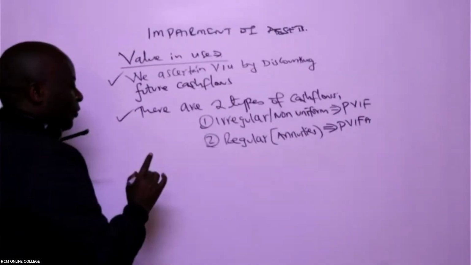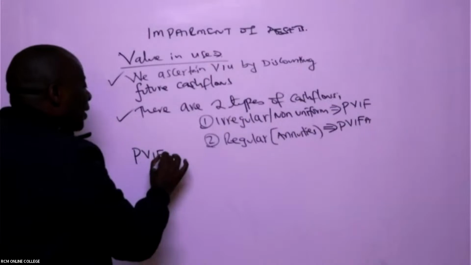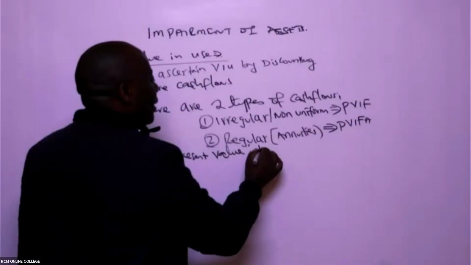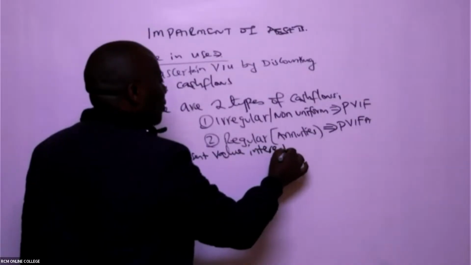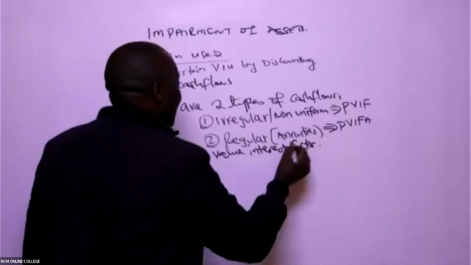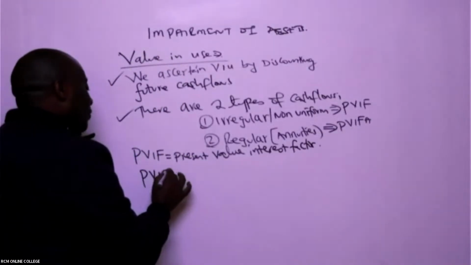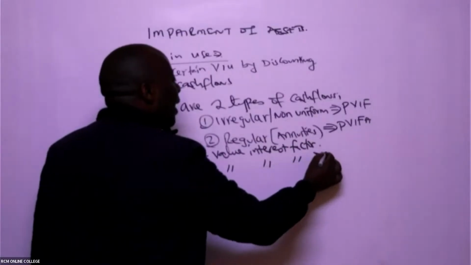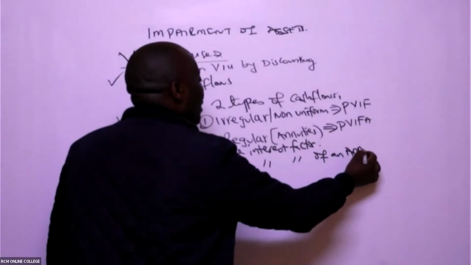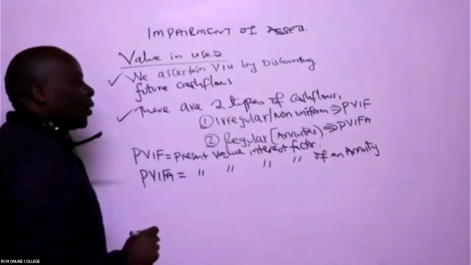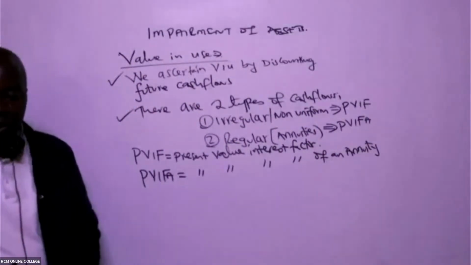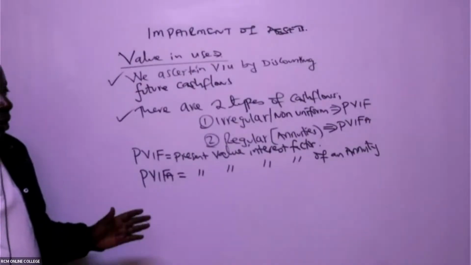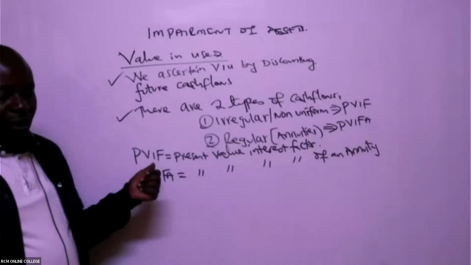Remember that PVIF is present value interest factor, and then PVIFA is present value interest factor over an annuity. Just once you reach here, so I don't take you at a very high speed, I don't want to be a very fast teacher, kindly just give me a signal.